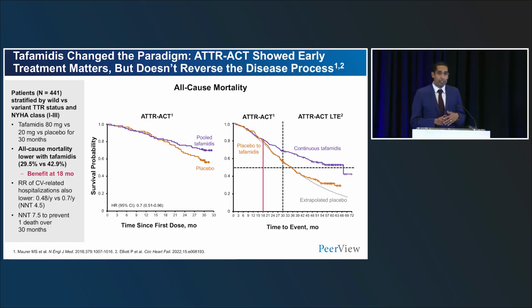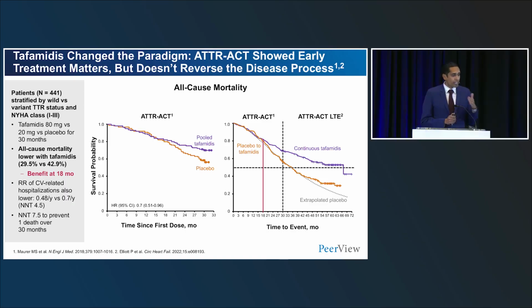So let's talk about the first trial that came out about 7 years ago, ATTR-ACT, which I think was a landmark in this field, and it really emphasized that now we can actually modify the natural history of the disease. It's a study of about 441 patients with wild type as well as variant. There was mostly wild type in this study, and they were New York Heart Association class 1 to 3, so that's important. There were individuals who were asymptomatic in this trial.